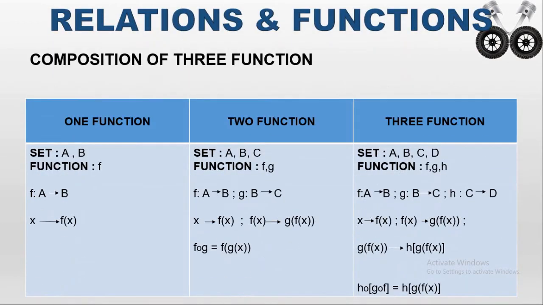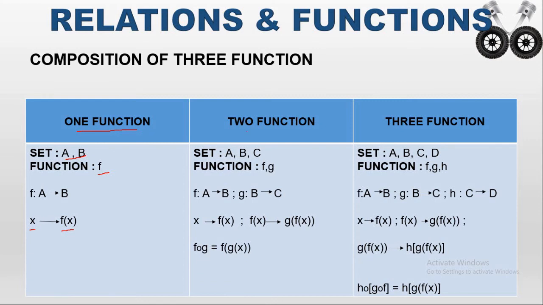Next one is the composition of three functions. First we will see one function. If I take one function, how many sets do I need? I need two sets, one is the set A and another one is the set B. Then how can you define the function? F can be defined as a function from A to B. The elements presented in A are taken as X. Then the element presented in B is the image of X. So the image of X is written as F of X.